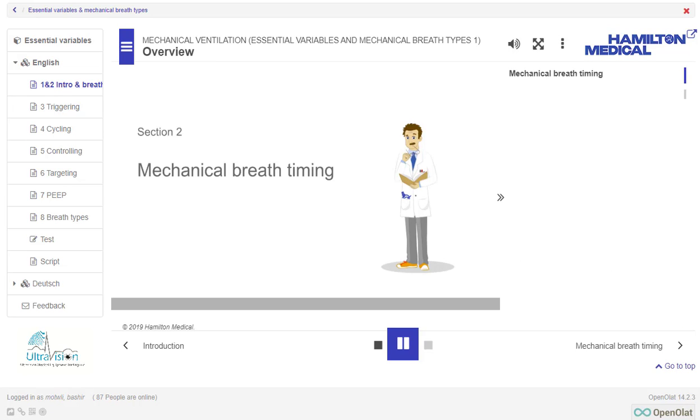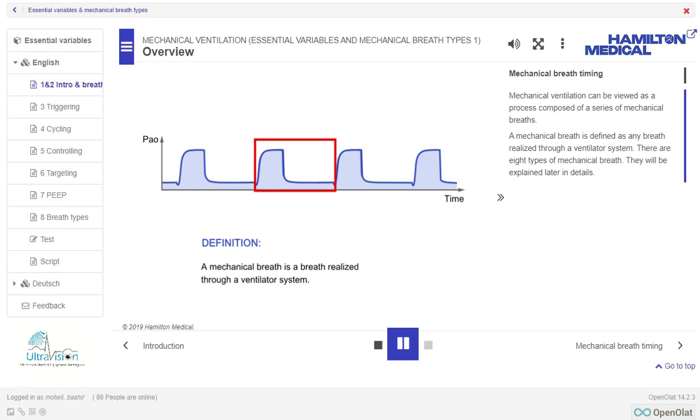Mechanical breath timing. Mechanical ventilation can be viewed as a process composed of a series of mechanical breaths. A mechanical breath is defined as any breath realized through a ventilator system. There are 8 types of mechanical breath. They will be explained later in detail.